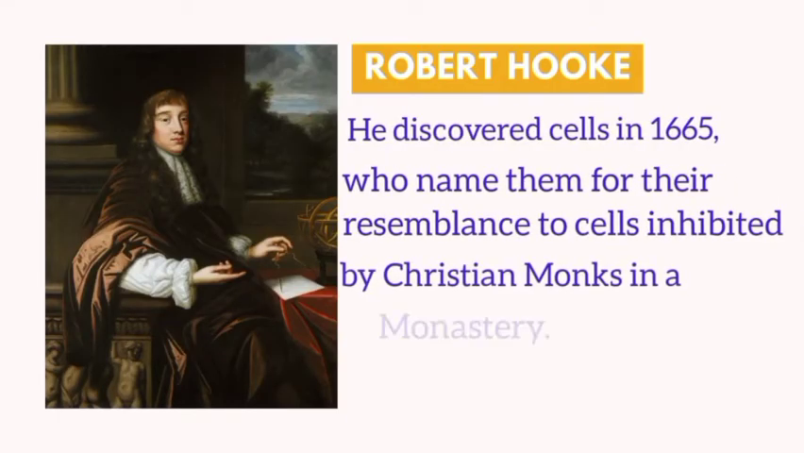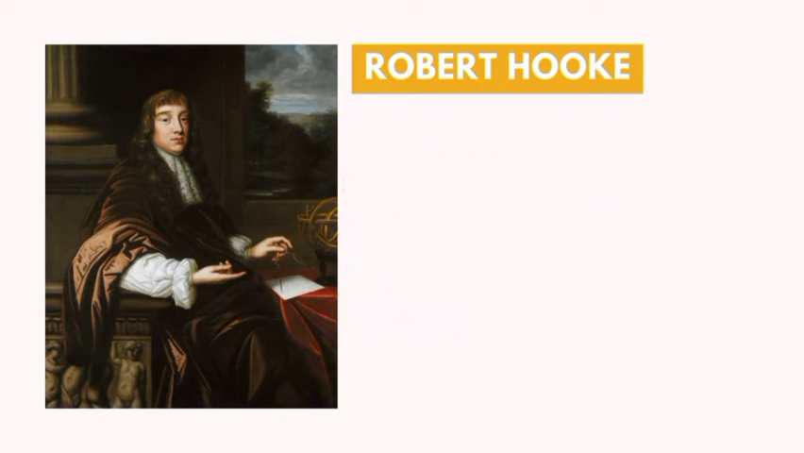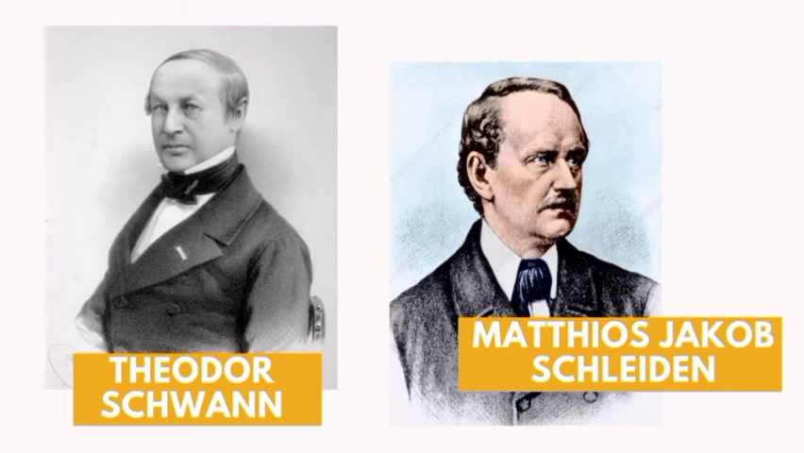Cells were discovered by Robert Hooke in 1665, who named them for their resemblance to cells inhabited by Christian monks in a monastery. Cell theory, first developed in 1839 by Matthias Jacob Schleiden and Theodor Schwann, states that all organisms are composed of one or more cells, that cells are the fundamental unit of structure and function in all living organisms, and that cells come from pre-existing cells.